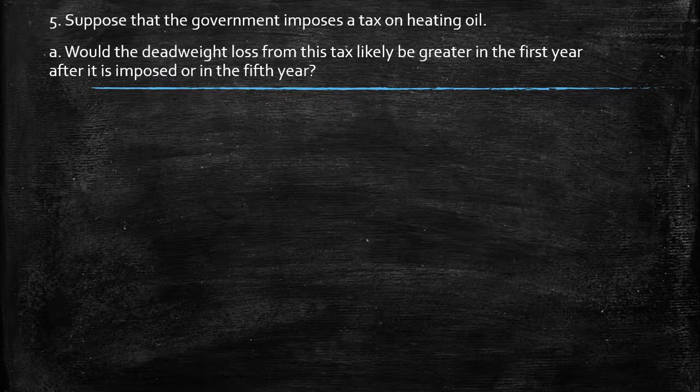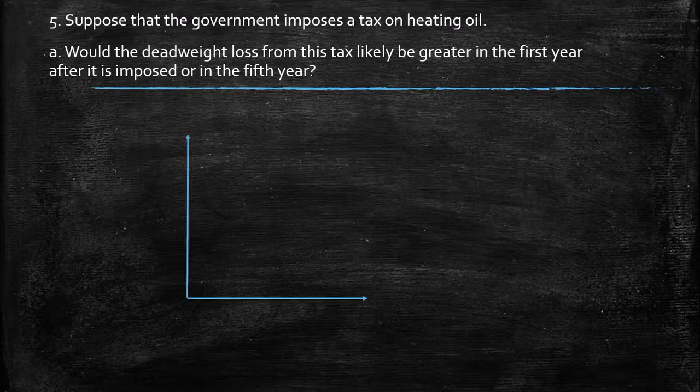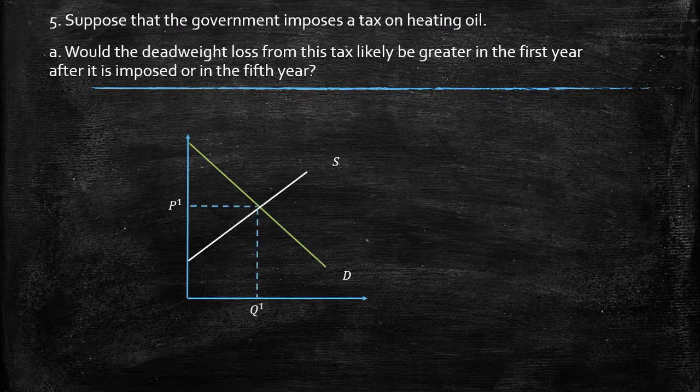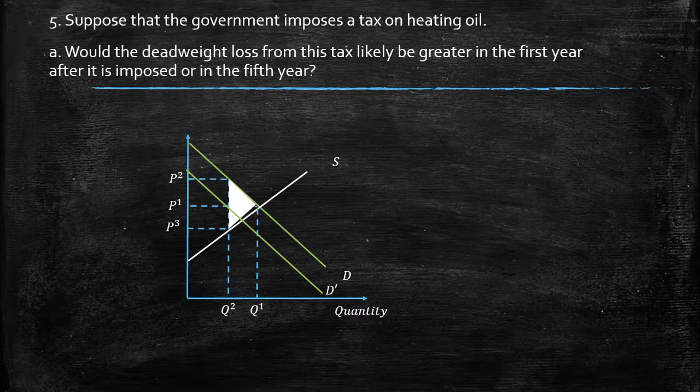5. Suppose that the government imposes a tax on heating oil. Would the deadweight loss from this tax likely be greater in the first year after it is imposed, or in the fifth year? I must say that this point is kind of subtle, but I propose this answer. Here we have the normal market, with P1 and Q1 for equilibrium, and now there is a tax. The consumers have to pay P2, and the producers will receive P3. This is the deadweight loss, the white part.